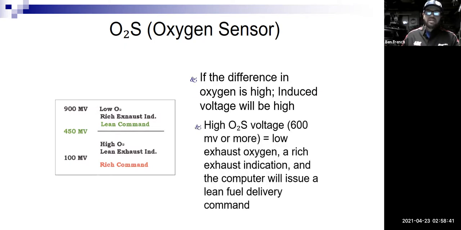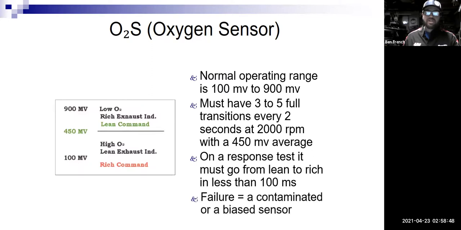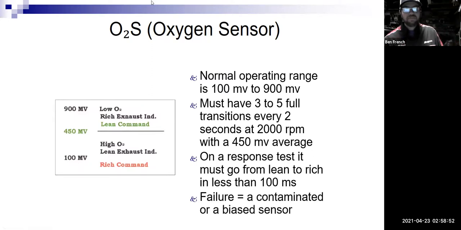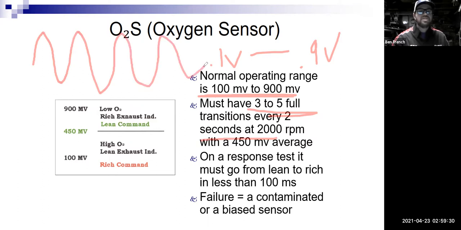And then likewise, it'll switch back and forth. The normal operating range of an O2 sensor is typically between 100 to 900 millivolts, or another way I could say that would be 0.1 volts to 0.9 volts. Now, typically you should have 3 to 5 transitions, meaning going from rich to lean to rich, right? Going from one way to the other every couple of seconds. And those should average out to 450 millivolts. So when you look at the signal, it'll be rich, lean, rich, lean, rich, lean. That's what you should see.